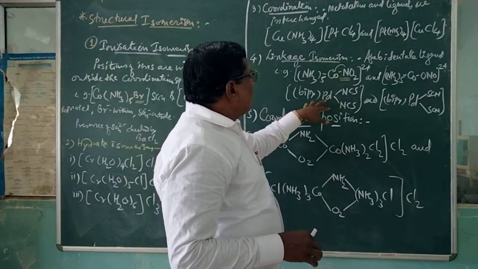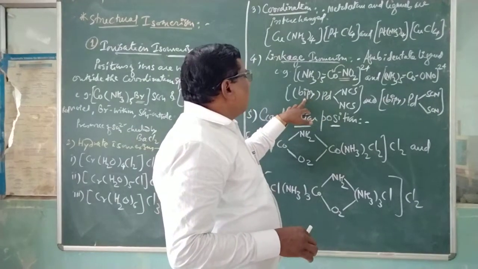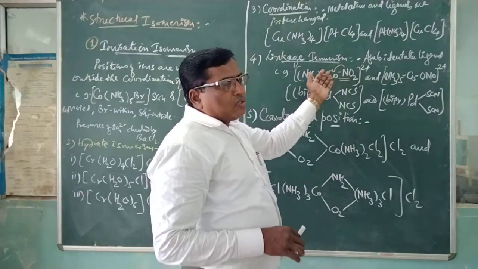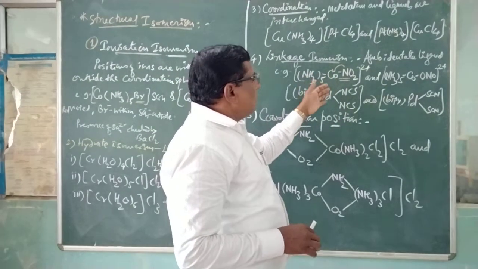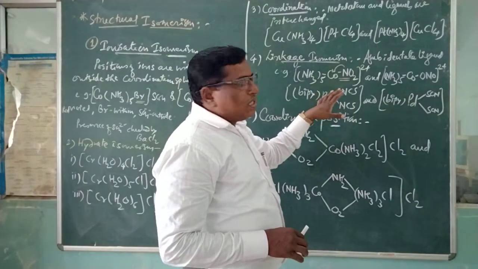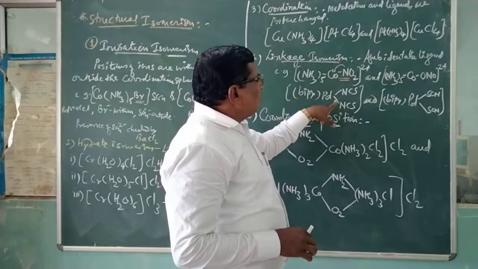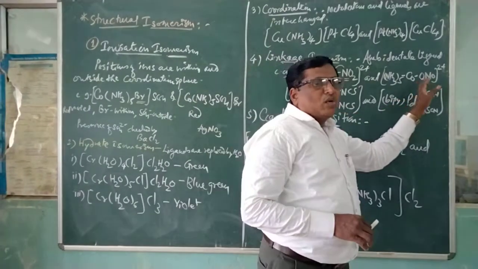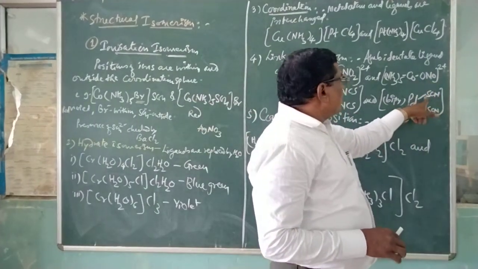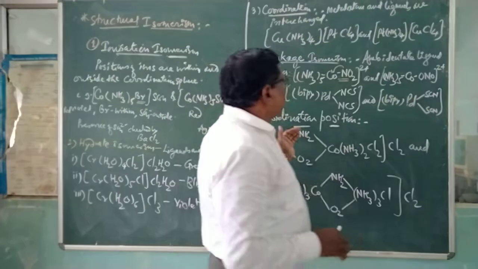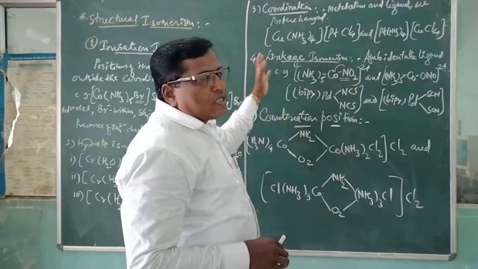Again, if you take palladium, bipyridine palladium, NCS. NCS means isothiocyanate. These are the isothiocyanate ligands. Now similarly here SCN, thiocyanate. Here the attachment is through sulfur, and here the attachment is through nitrogen. The same complex can be taken, and therefore it is called linkage isomerism.